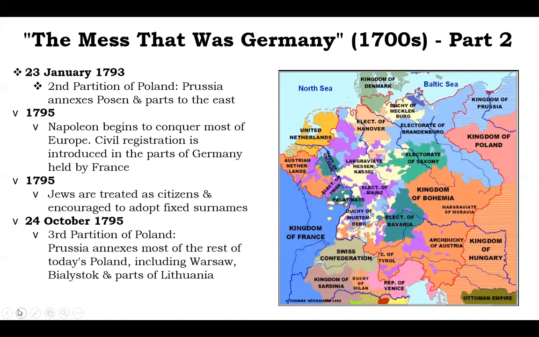Later, in October of 1795, Prussia annexes most of the rest of today's Poland. This third partition of Poland includes Warsaw, Białystok, and parts of Lithuania.